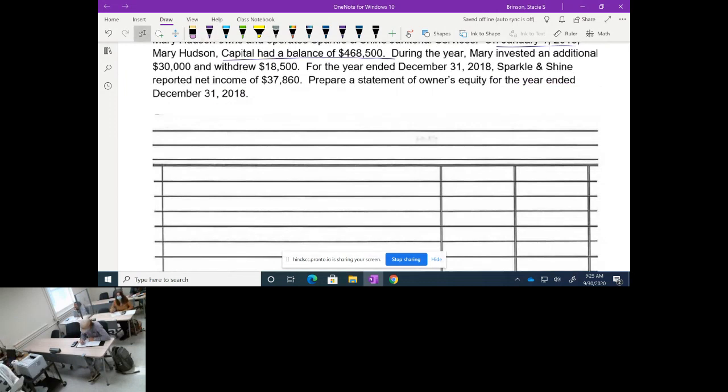So on the first line, we put the name of the business. It's always going to be the name of the business, not the owner's name. I have seen that before as a mistake on tests and things like that. No, I've seen mistakes made on tests where the student put the owner's name instead of the company name.